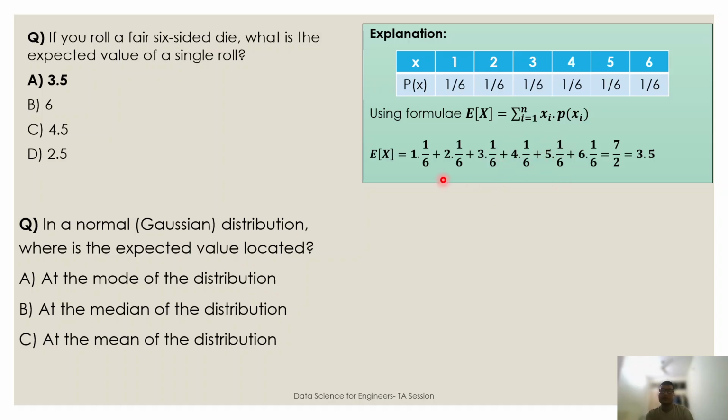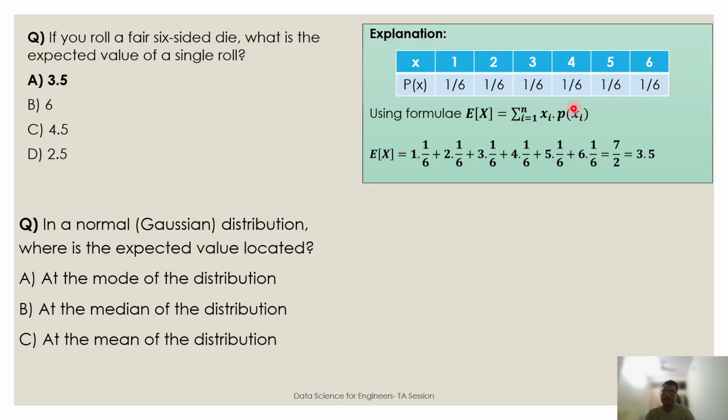So the correct answer is not 6. 3.5 is the expected value. The expected value can be greater than 1, that you should know. Only when they ask about the probability is its value between 0 and 1. So here the expected value is 3.5.